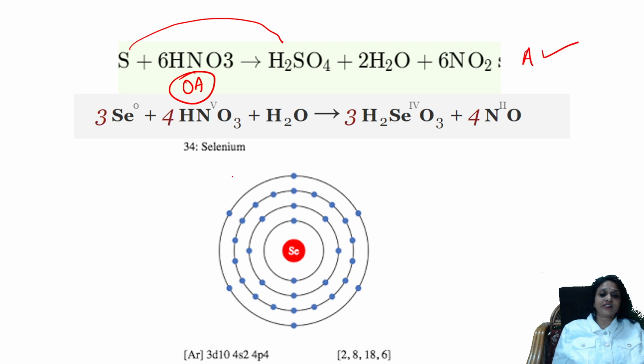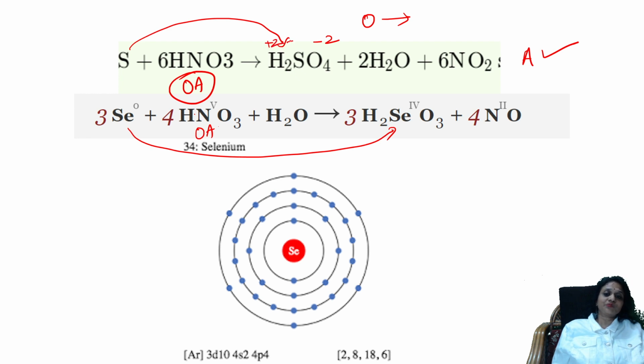So the assertion is right. Nitric acid, being an oxidizing agent, converts selenium to this acid. See here, it is going from 0 to, if I calculate this, 4 times 2 is 8 plus 2, so this is +6. Correct? 0 to +6. Here in this case, 0 to +4. So is it not oxidation? Yes, loss of electrons, so oxidation. That's the reason the assertion is right.